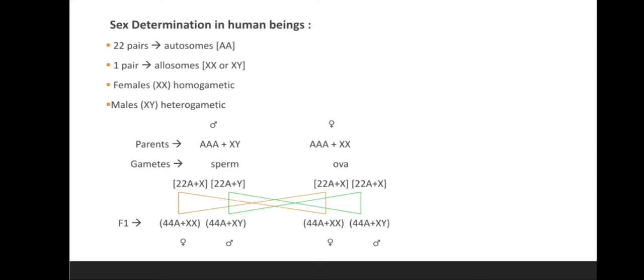In humans, allosomes alone determine the sex of an individual. For example, the male parent produces two different types of gametes, X and Y. The female parent produces a similar type of gamete, X. Then in the first generation itself, an individual having different types of gametes may be considered a male individual.